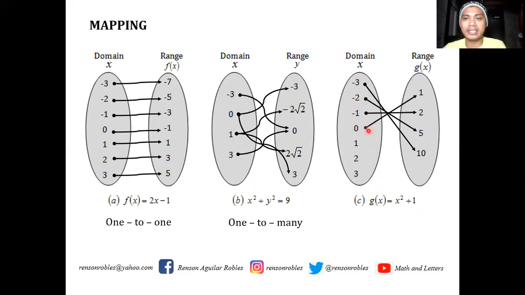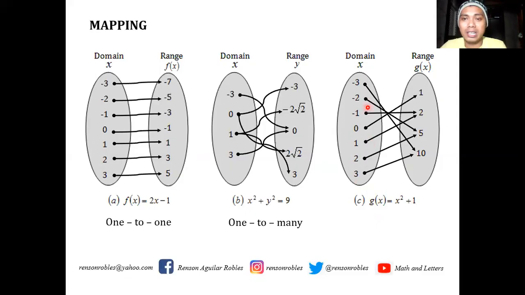So the idea is I am just replacing x by these numbers, and then we obtain g of x. When x is replaced by 1, we have 1 squared plus 1, so we have 2. When x is 2, we have 5. And when x is 3, g of x is 10.